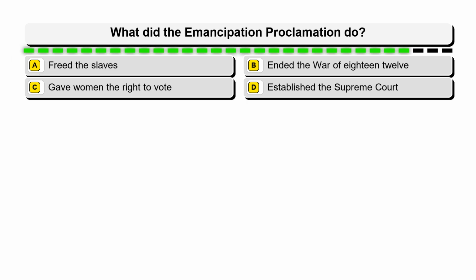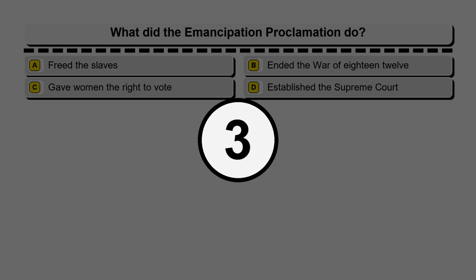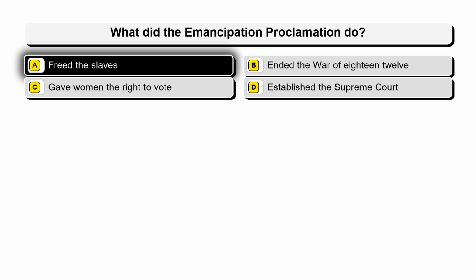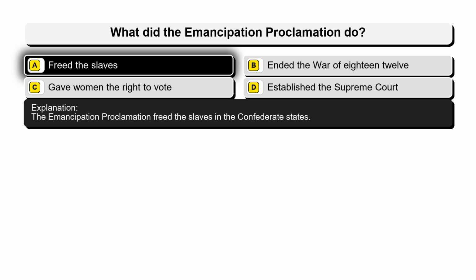Question 58. What did the Emancipation Proclamation do? Option A, freed the slaves. Option B, ended the War of 1812. Option C, gave women the right to vote. Option D, established the Supreme Court. The correct answer is option A, freed the slaves. The Emancipation Proclamation freed the slaves in the Confederate States.